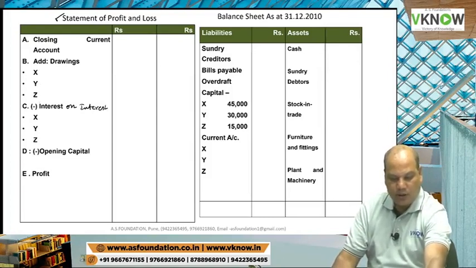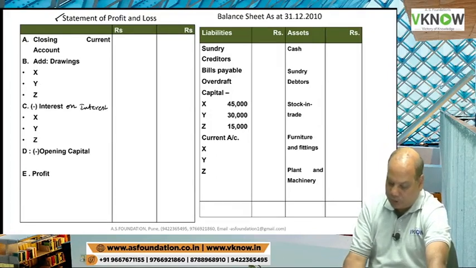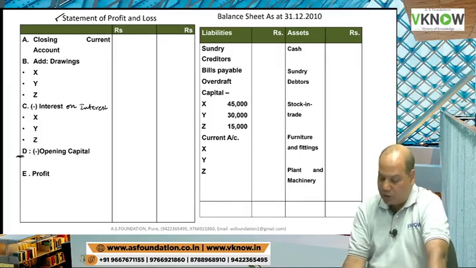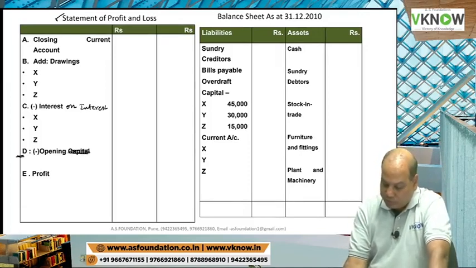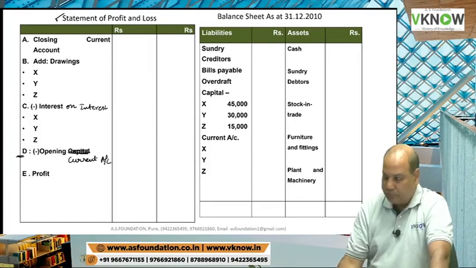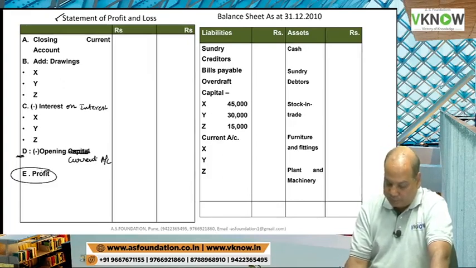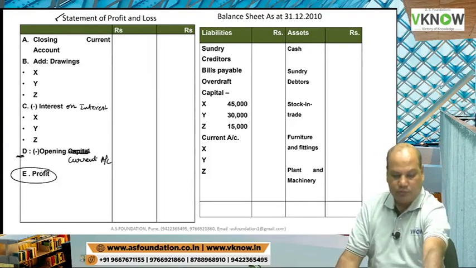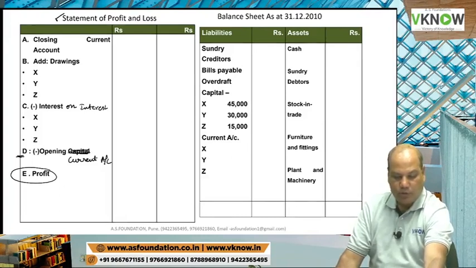Then write down add interest on capital, X, Y, Z. Point number D, less opening current account. This balancing figure will be profit. Capital is fixed. So no problem with capital.